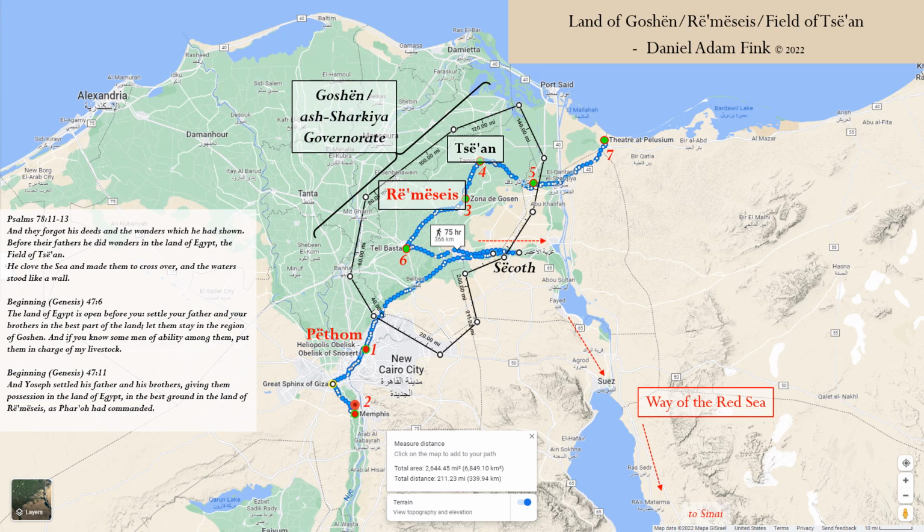Same chapter, very few verses later. Genesis 47:11, and Joseph settled his father and his brothers, giving them possession of the land of Egypt in the best ground of the land of Rameses, as Pharaoh had commanded. So the land of Goshen that Pharaoh had commanded just 5 verses earlier is the land of Rameses. That's correct. That is that region. That is the field of Saan. They are all identical, and they are analogous today to the present Sharkia governorate.